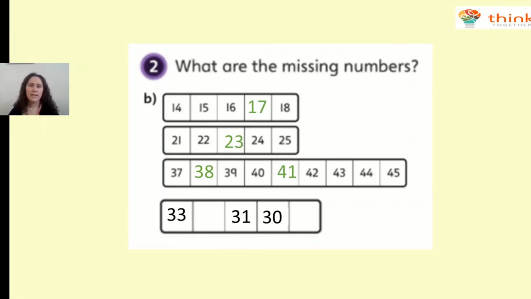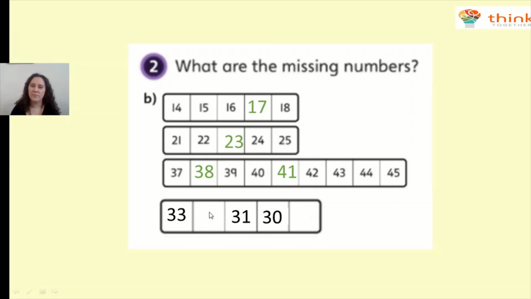Do you think you can count backwards? Are you ready? 33, 34, 35. Ooh. Have you noticed my mistake? Thank you for telling me. I wasn't counting backwards. I was counting forwards. Silly me. Let's see if we can try that again and remember to go backwards this time. 33, 32, 31. That's more like it.